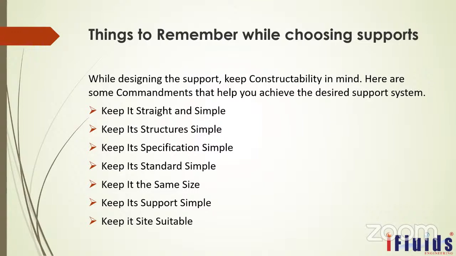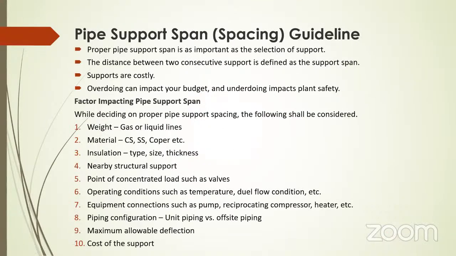These types of size and dimension of the support is fixed. From 2 inch to 4 inch, these types of dimension support is fixed. So based on that, we can minimize the fabrication of the piping support. If you keep on designing different fabrication drawings for different sizes, it will cost you more and the time also goes high. So keep it site suitable. Basically, you have to consider the site where we are going to mount. That also we have to consider while choosing the support.